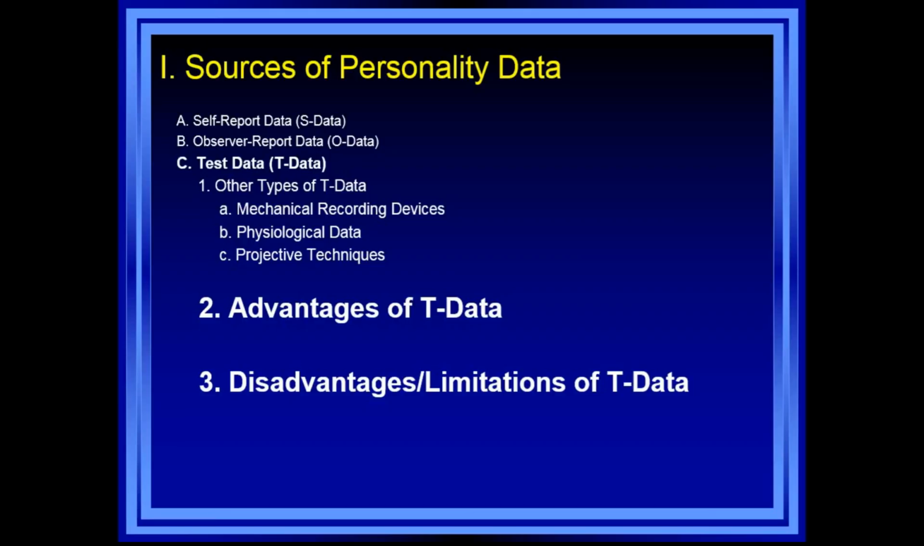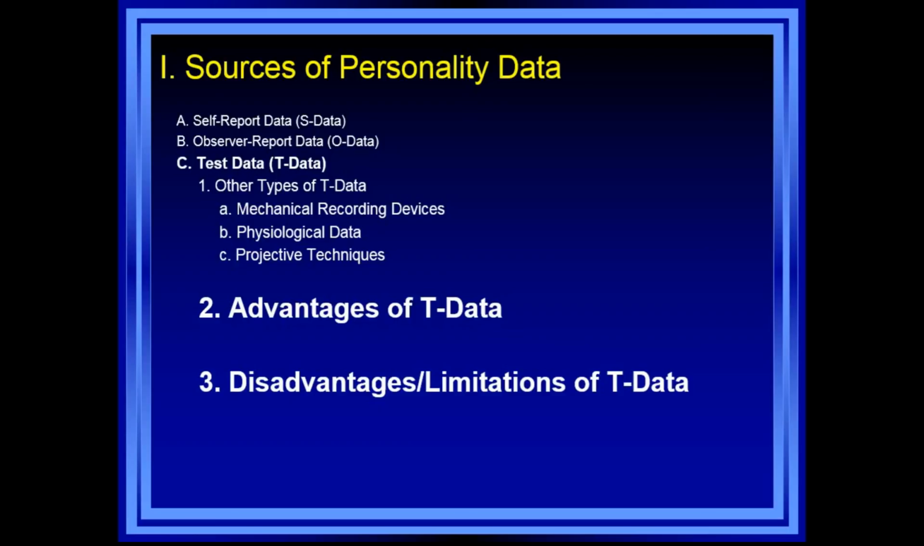And due to this standardization, it's a tough word for me, due to that, we can decrease the biases that we saw in observer data. So test data helps to decrease biases because we could have standard situations that we put everybody in. So we have less bias.